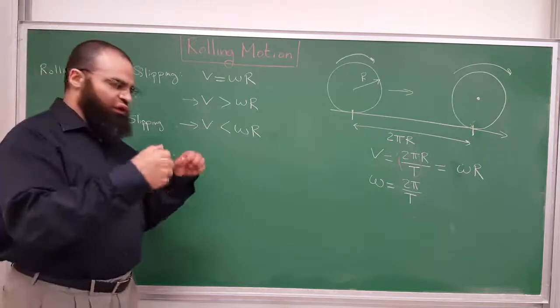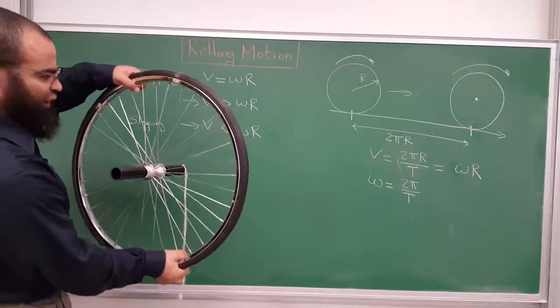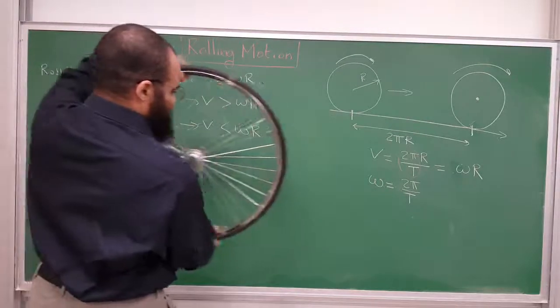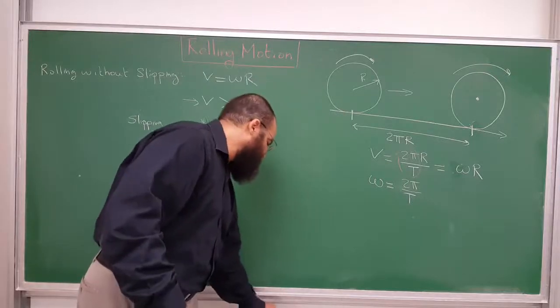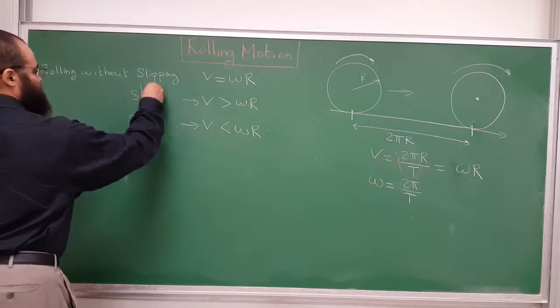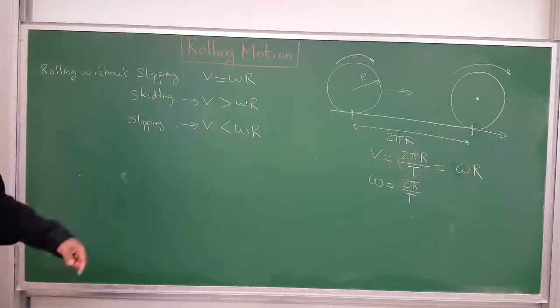If you're in your car and you lock the brakes, the wheel stops rolling, but the car is sliding, just sliding on the concrete or on the asphalt or on the ice. That is called skidding. Sliding, skidding, and this one is slipping. I just wanted to distinguish them.